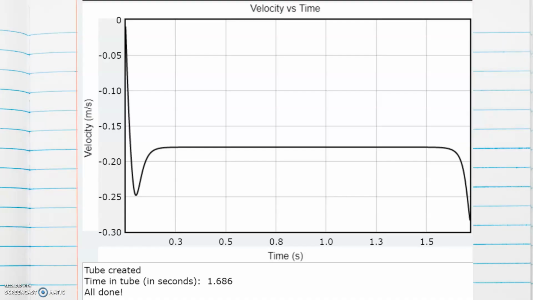And this is the graph that it calculated with velocity versus time. Immediately when it falls into the tube, it starts decreasing very fast, and then once it gets actually in the tube, it has a constant speed throughout until it falls right out of it, and the change is nearly instant. The time it took was 1.686 seconds.